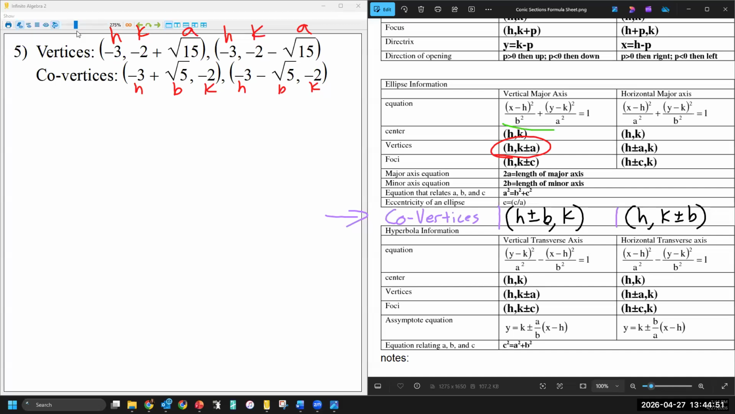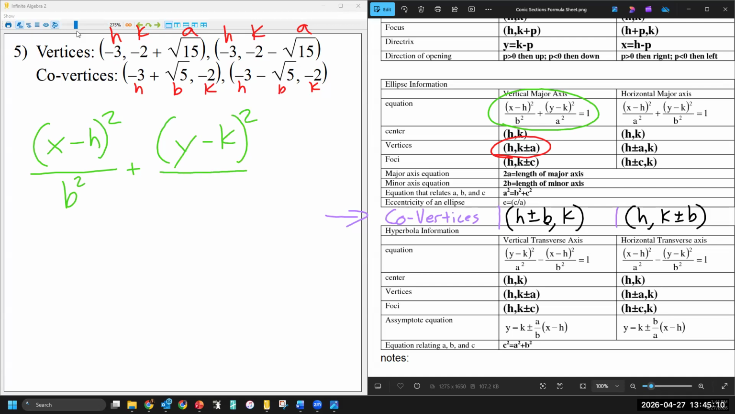So our final answer is going to look like that. That's what we're plugging in. Let's see. X minus H squared over B squared plus Y minus K squared over A squared. And it always equals 1. Now, one thing you need to know is that for ellipses, this is for only ellipses, A is always bigger than B, right? Only for ellipses, A is always bigger than B.